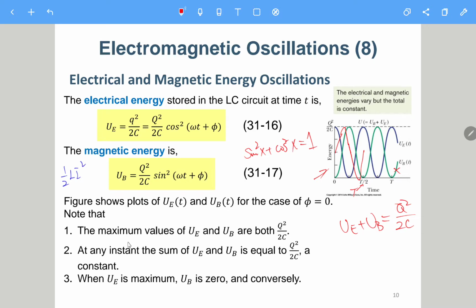But actually the maximum values of UE and UB are both Q squared over 2C, and at any instant the sum of UE and UB is a constant, Q squared over 2C. When UE is maximum, UB is 0, and conversely.